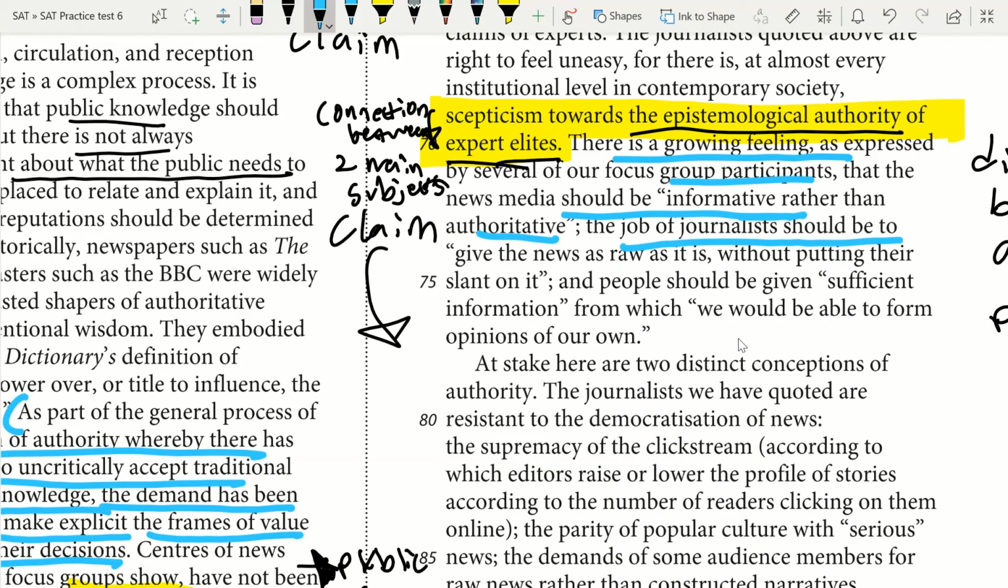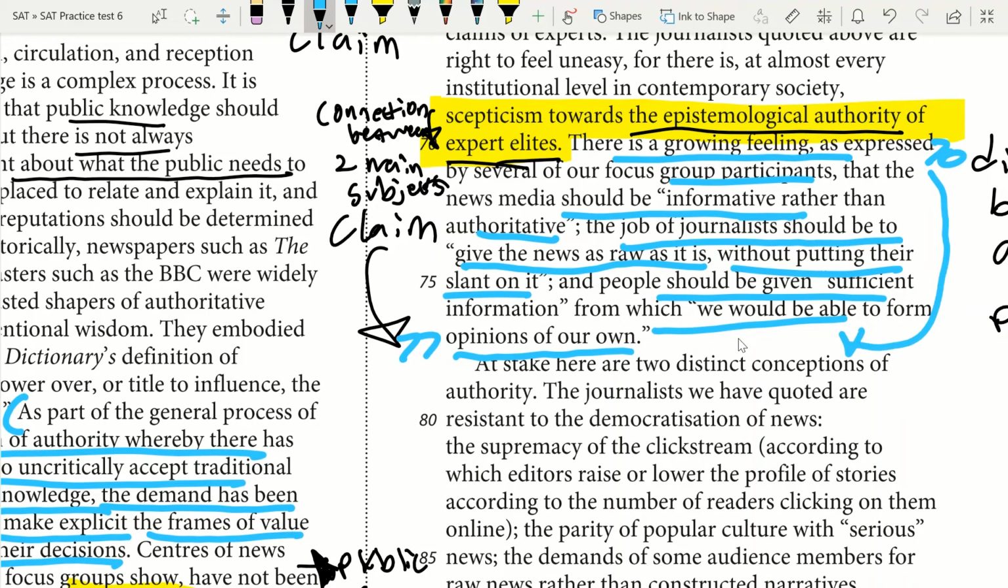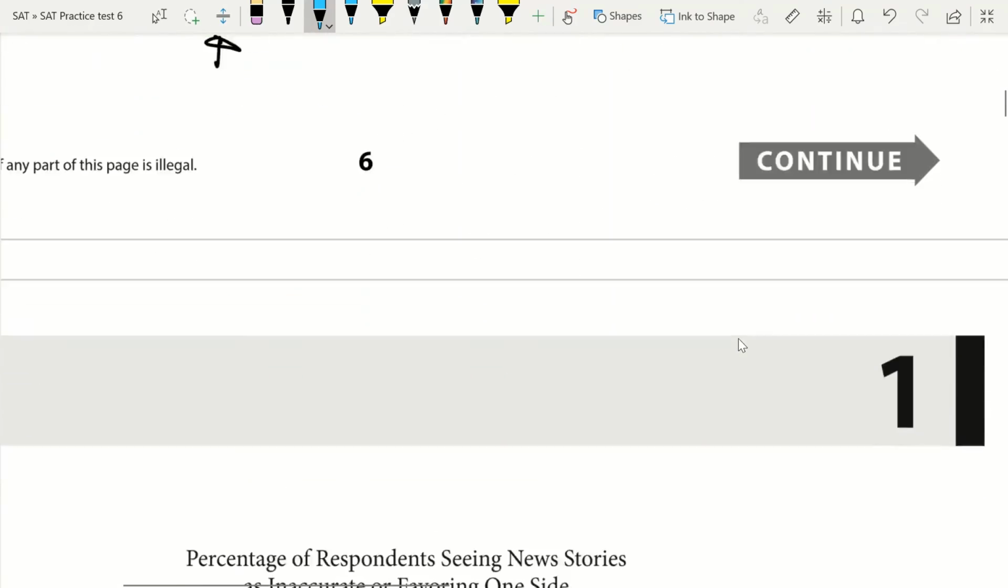Journalists giving the news as raw as it is, so without putting their slant on it. People should be given sufficient information from which they can make their own opinions. I see that that's pretty much lines 70 to 77. So that's really what my evidence should be there if I can find that as a choice.